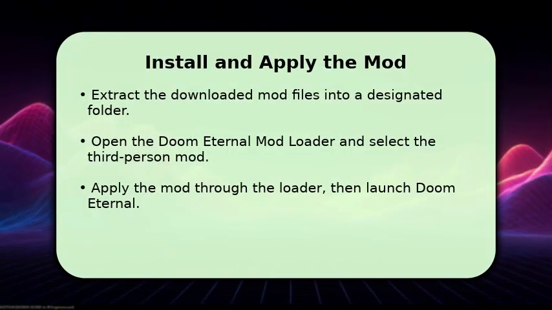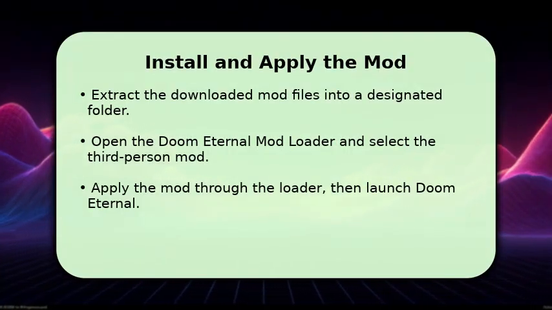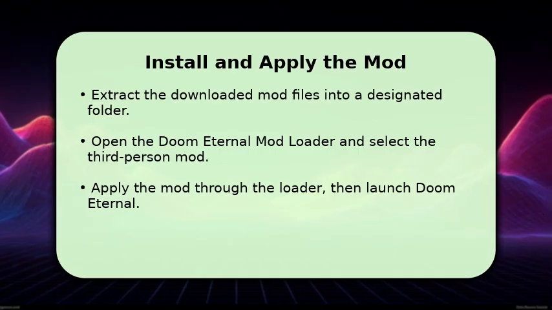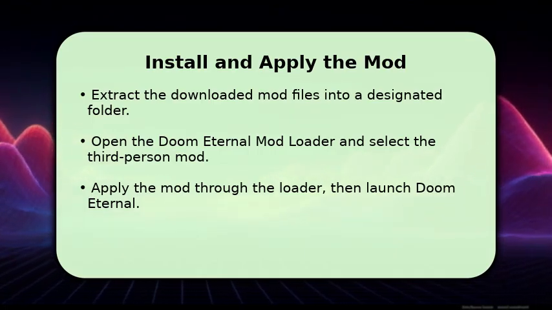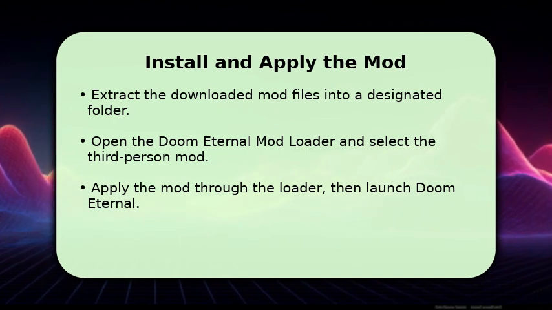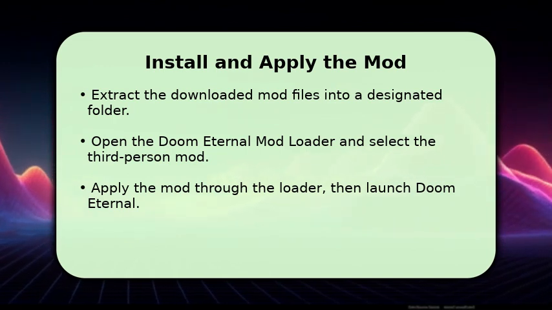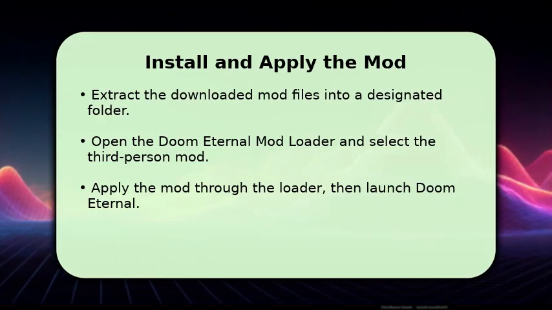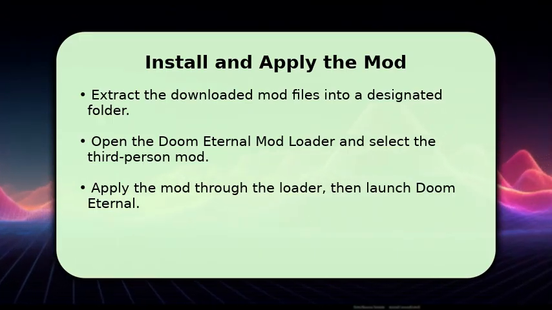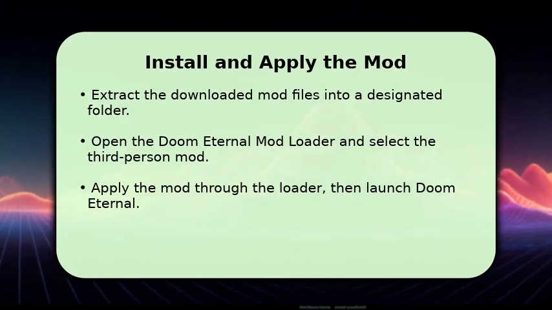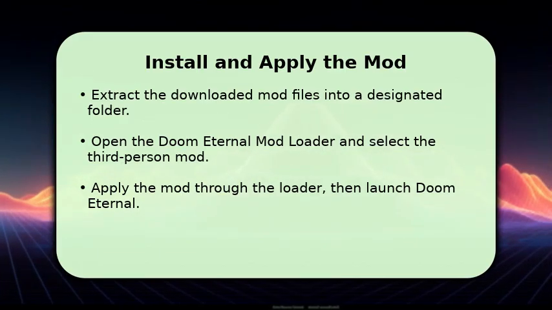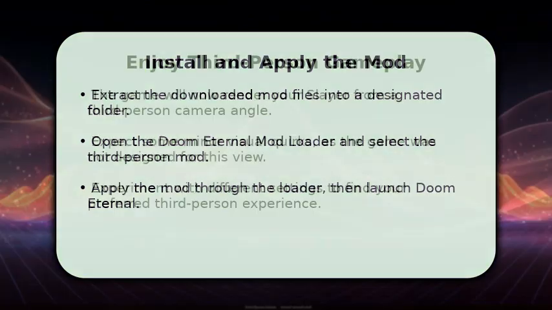Once you have both the mod and the loader, the next step is installation. Extract the contents of the downloaded mod archive into a new, easily accessible folder. Then, open the Doom Eternal mod loader application. Within the loader, you will find an option to select and apply your newly downloaded third-person mod. After applying it, simply launch Doom Eternal directly through the mod loader to activate the new perspective.